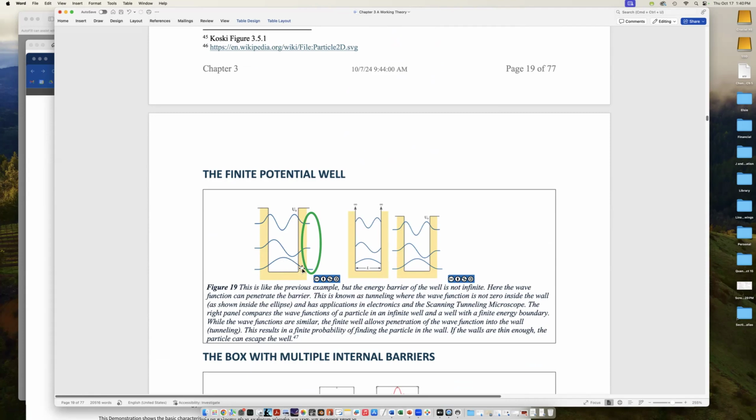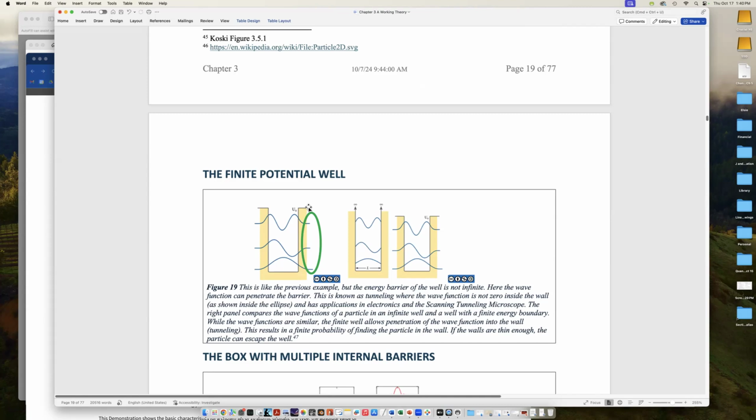So you put the particle in there and see what happens. Now we get different solutions from applying the Schrodinger equation to get the wave function for this situation. And the difference is right here in green. Notice the wave function now penetrates into the wall, which means that the particle might be found in the wall.